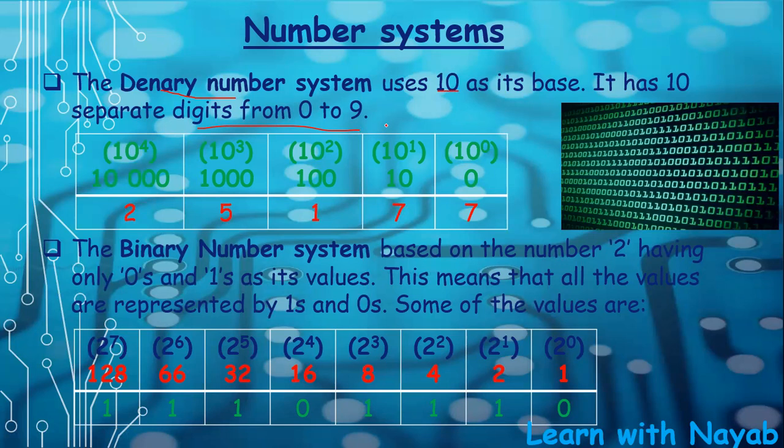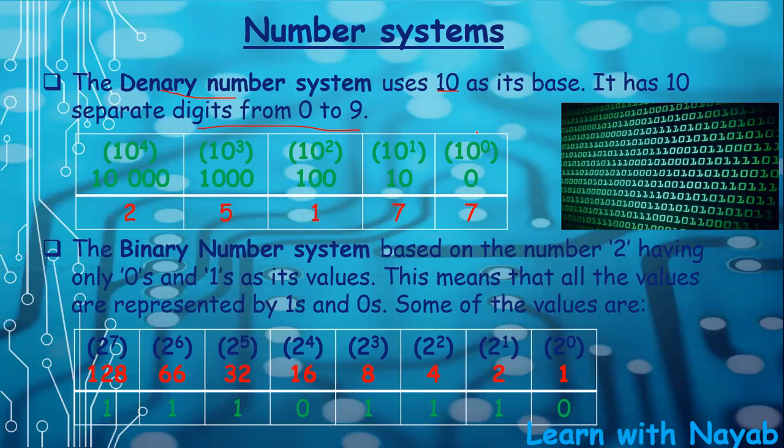If we exceed 10, we take carries. So it's the daily life number system that we use, called the denary number system, and it has 10 as its base, none other than 10, and it has the numbers 0 to 9.